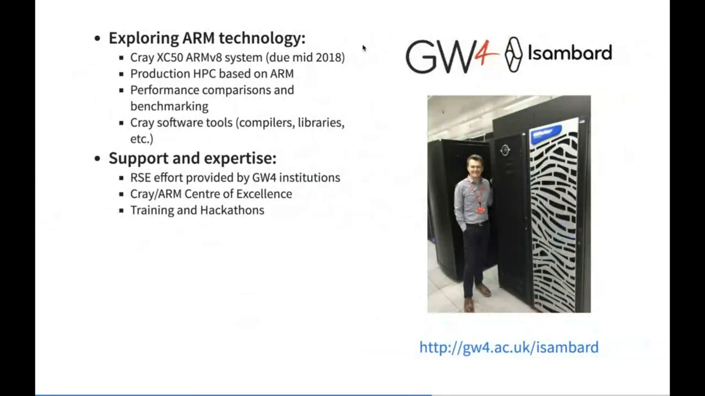The GW4 system, as I mentioned, isn't quite installed yet. This is a picture of the testbed system with the test ARM nodes in, housed down at the Met Office in Exeter, or just outside Exeter. They get a Cray XC ARM-based system. And their idea is it's going to be a production HPC system. This isn't just going to be a testbed, but we're going to do production HPC jobs based on these ARM processors rather than the market, which is currently dominated by Intel processors.